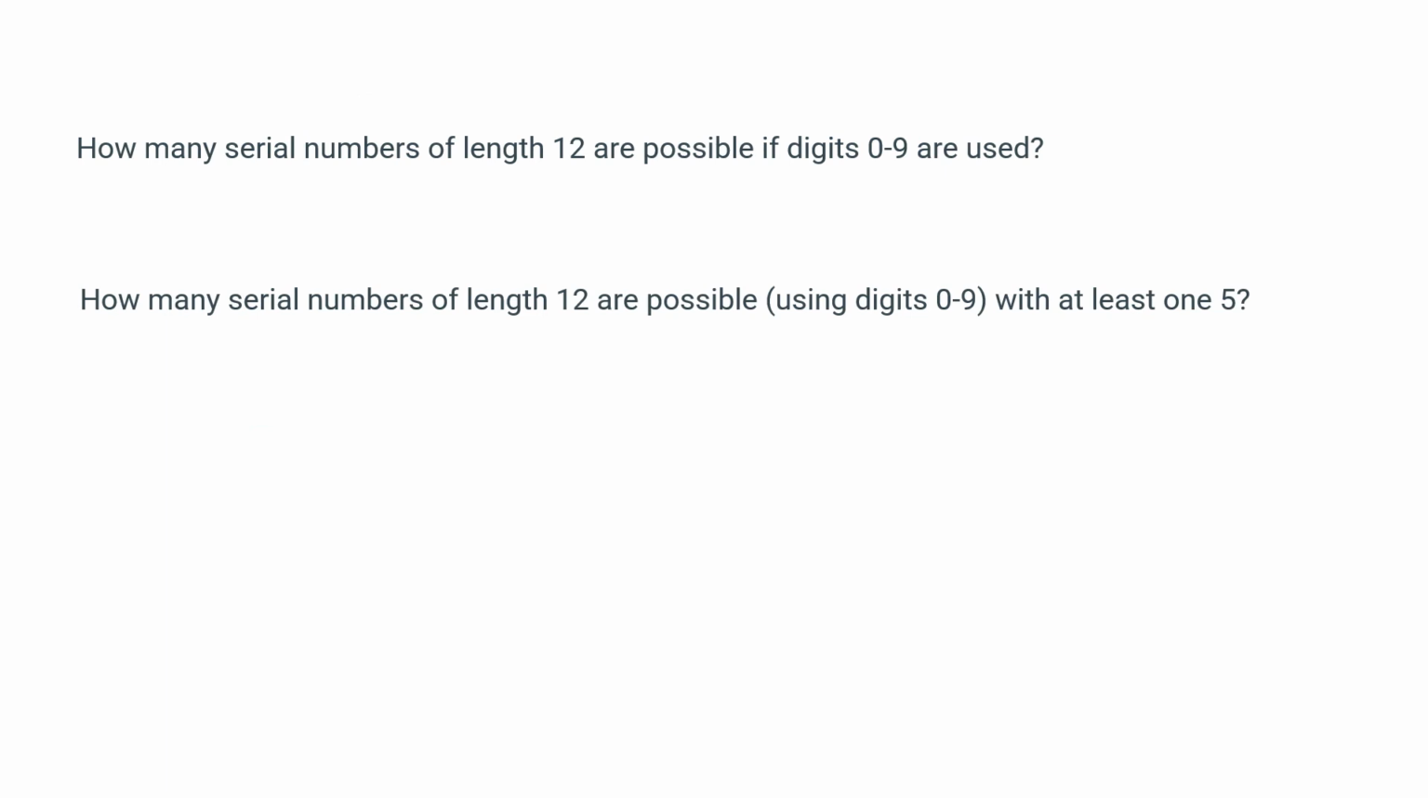Okay, let's do another one. How many serial numbers of length 12 are possible if digits 0 through 9 are used? Well, there's 12 slots, and 0 through 9 would be 10 different possibilities. So we have 10 times 10 all the way 12 times, and so that would be 10 to the 12th power.